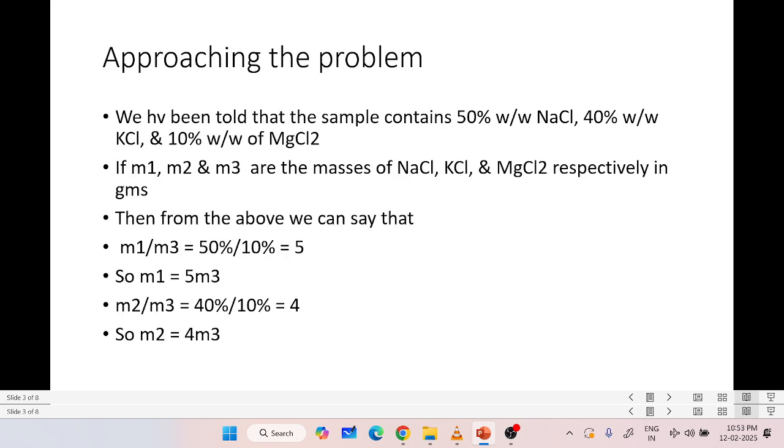Okay, so we have been told that the sample contains 50% weight by weight of NaCl, 40% weight by weight of KCl and 10% weight by weight of MgCl2. So if M1, M2 and M3 are the masses of NaCl, KCl and MgCl2 respectively in grams, we know that M1 by M3 will be 50% by 10%, which is fine. So M1 will be 5 times that of M3, and similarly M2 by M3 will be 40% by 10% is equal to 4. So M2 will be 4 times that of M3. Okay, so this relationship will be used later down in the calculations.